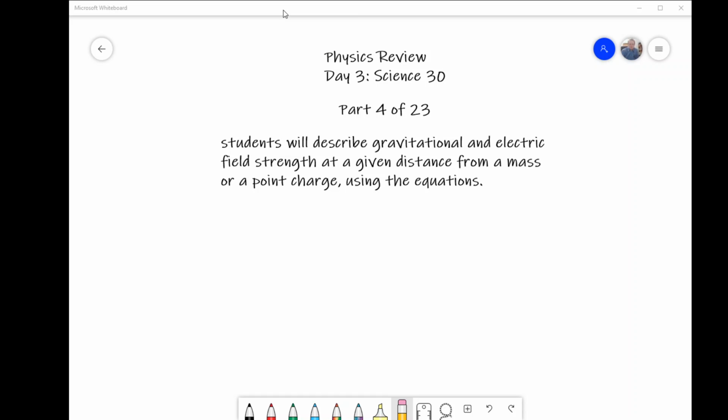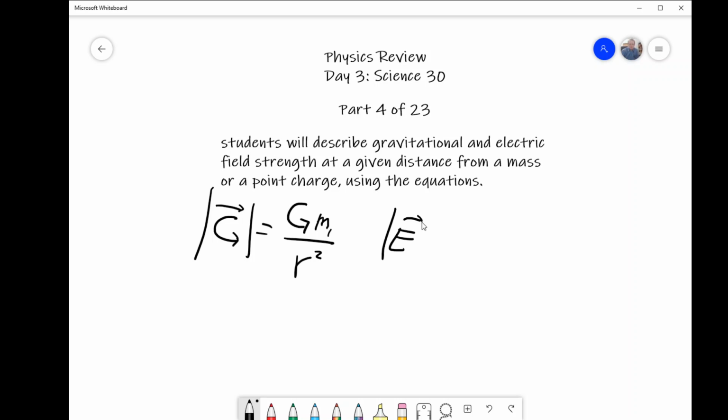So in our next point, we're going to be comparing the gravitational and electric field strengths at a given distance from a mass or point charge using the equations. So it's not necessarily a comparison, but we are going to be showing the relationship. Now we know that the strength of the gravitational field is going to be the force divided by the mass that it's acting on. So instead of having two masses up here, we just have the mass of the field's source.